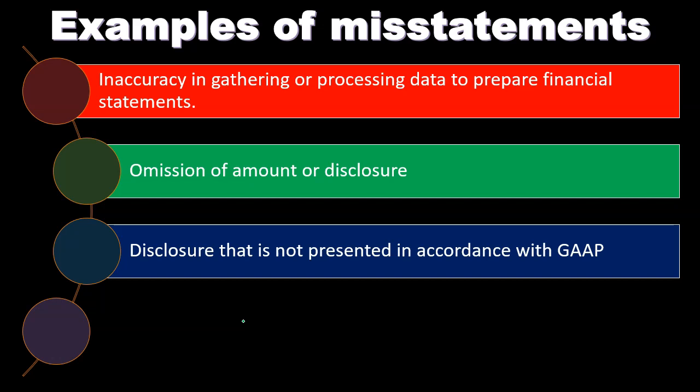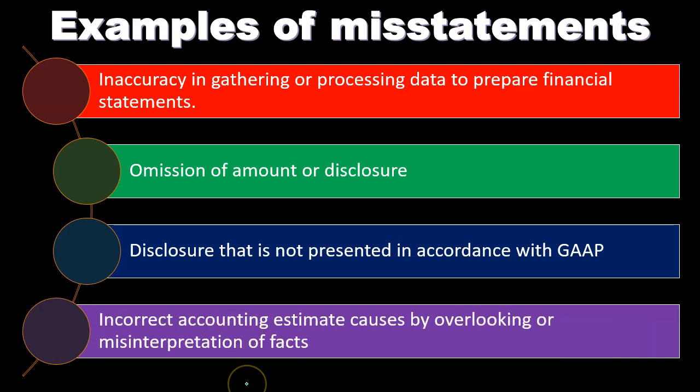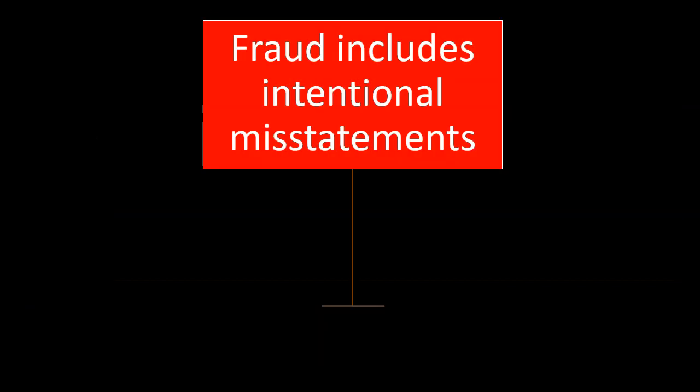Disclosure that is not presented in accordance with generally accepted accounting principles. So it's quite possible that there's some type of disclosure that wasn't on the books in accordance with the standard that we're measuring these towards, oftentimes being generally accepted accounting principles. Incorrect accounting estimate caused by overlooking or misinterpreting the facts. So we know that we have accounting estimates within accrual accounting. If there was an inaccurate type of estimate, because facts were overlooked or misinterpreted, that's another cause.